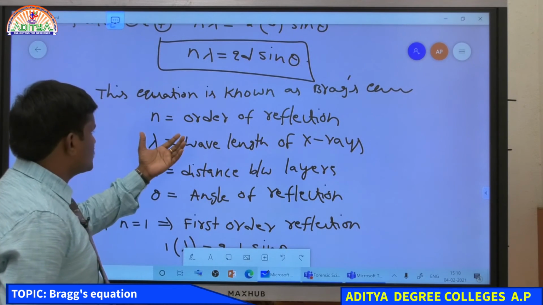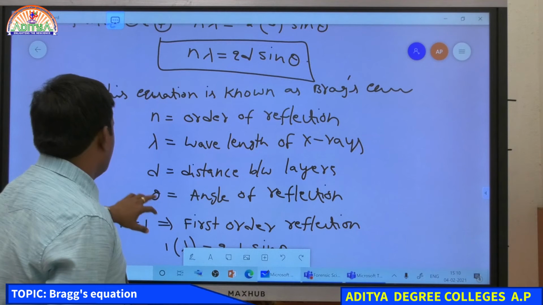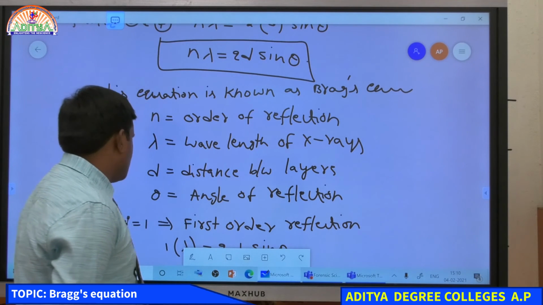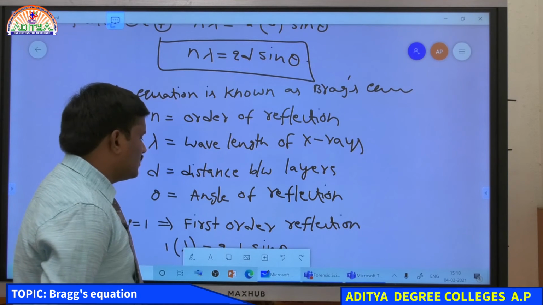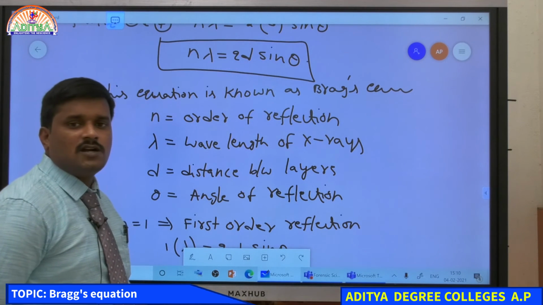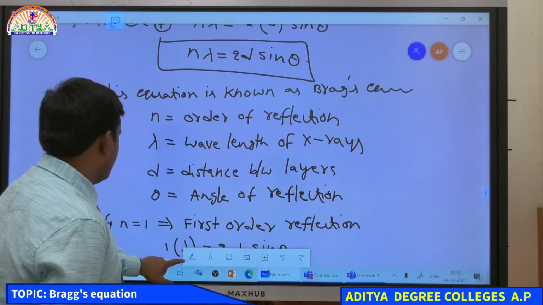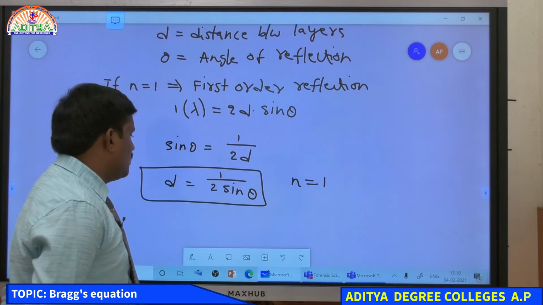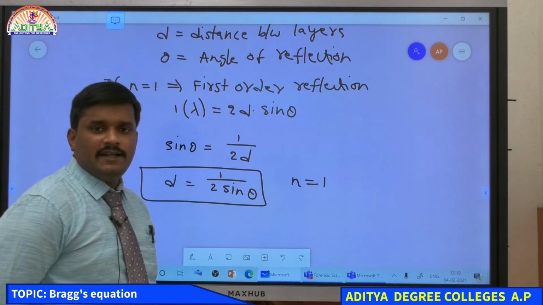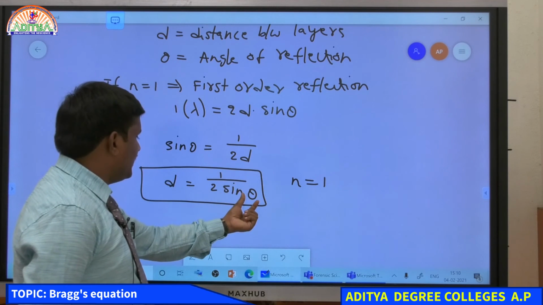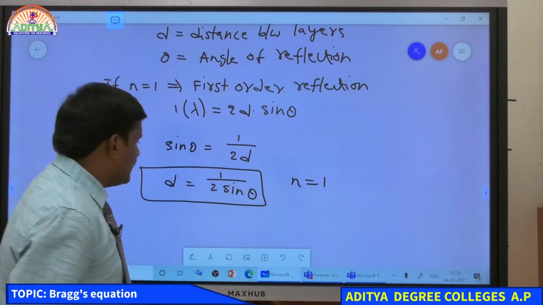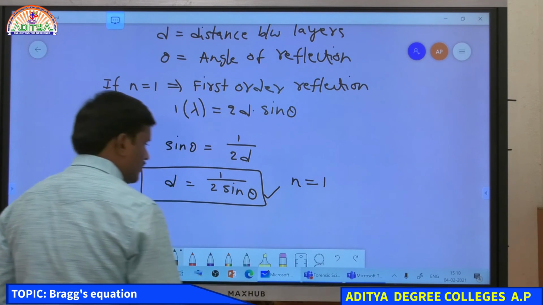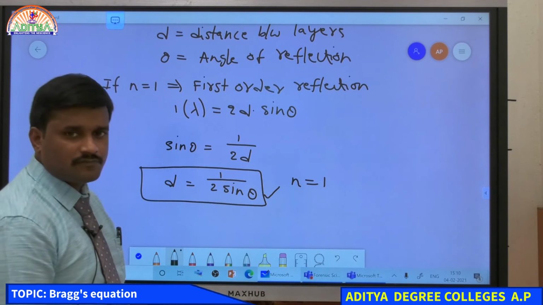In this equation, n is the order of reflection, d is the distance between the layers and theta is the angle of reflection. Also if n is equal to 1, then it is nothing but a first order reflection. So finally from this equation we derive distance d is equal to lambda by 2 sin theta. So now by knowing the value of theta, we determine d value. So this is all about Bragg's equation. This is a very important question in the chapter.